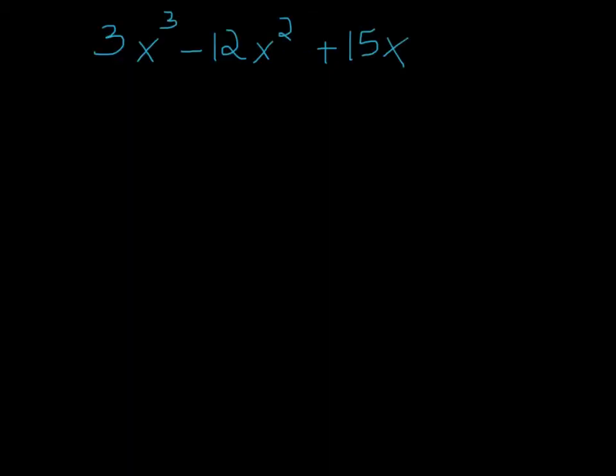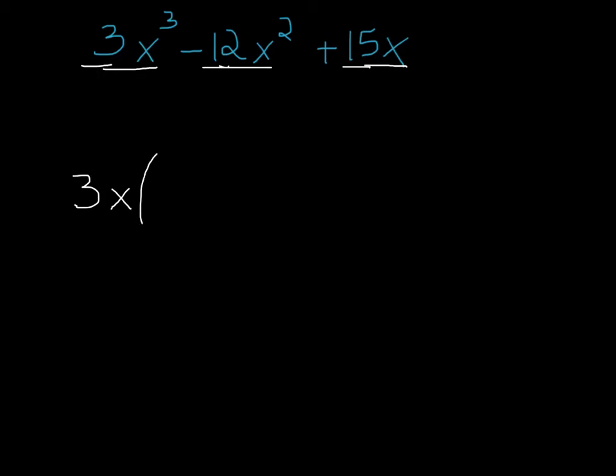Alright, so here we have a polynomial and we're going to factor it. So we need to figure out between 3, 12, and 15, what is the GCF? The GCF is 3. And then you also have to look at your variables. We have x to the third, x squared, and x. The one with the smallest exponent comes out, so it's just x.